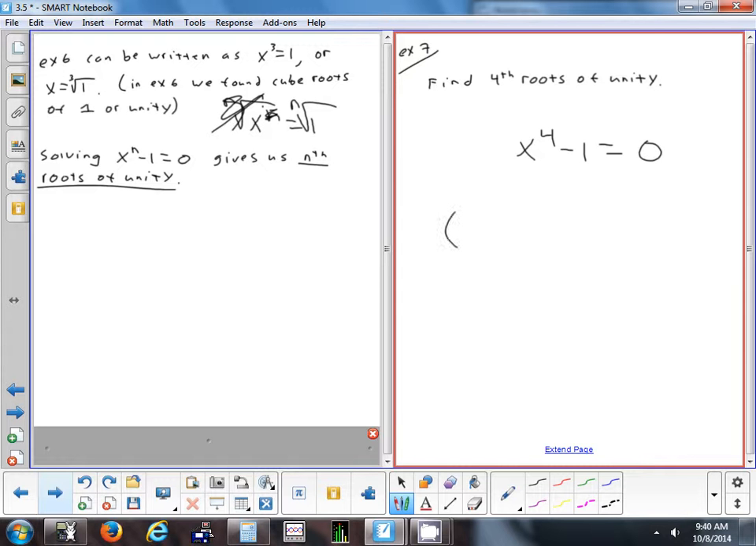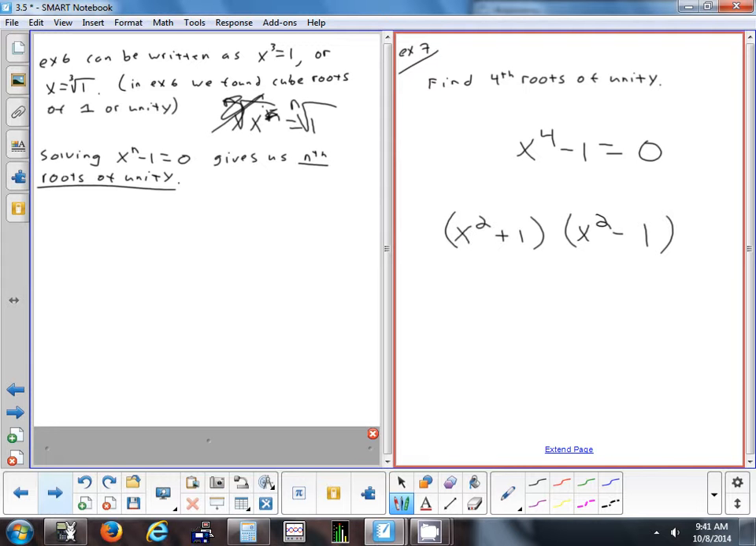Okay, let's factor the left-hand side. This is a difference of 2 squares. So it can be factored as x squared minus 1 times x squared plus 1. That's a shortcut from Algebra 1. FOIL it and you'll see that it works: x to the fourth minus x squared plus x squared minus 1.